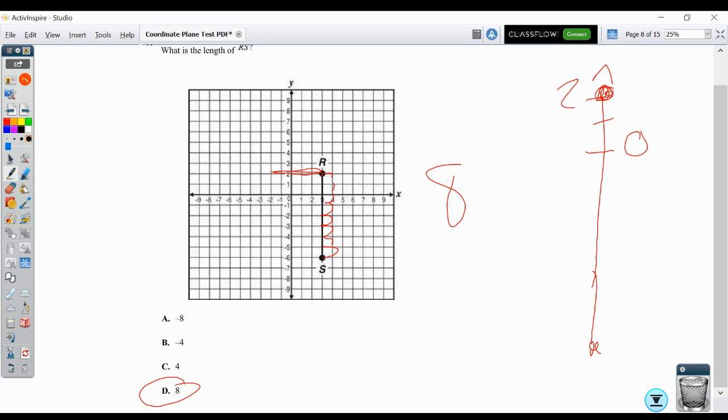We went down to what? -6. So this is 2, and then this is 6, and together it makes 8.